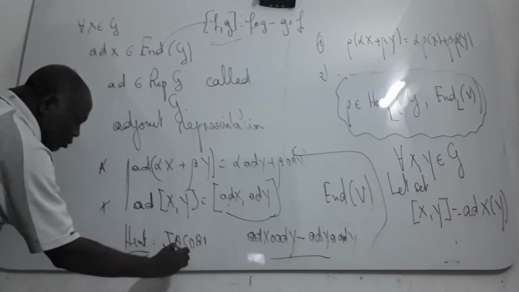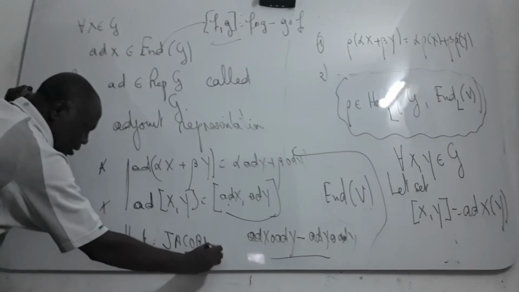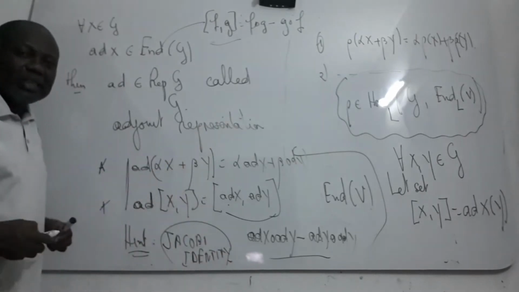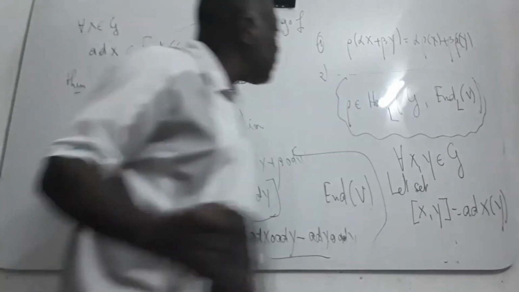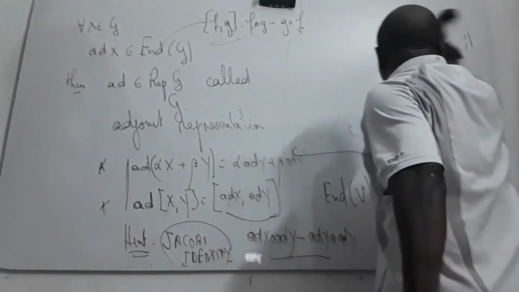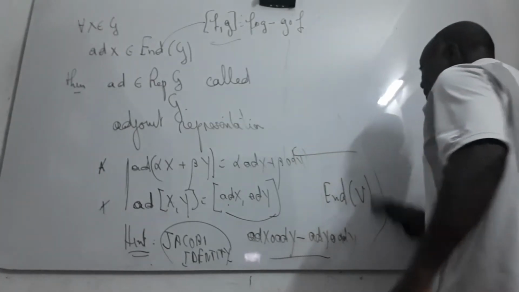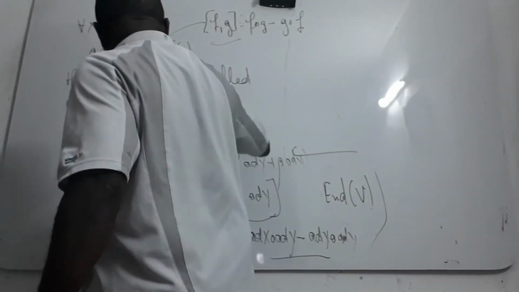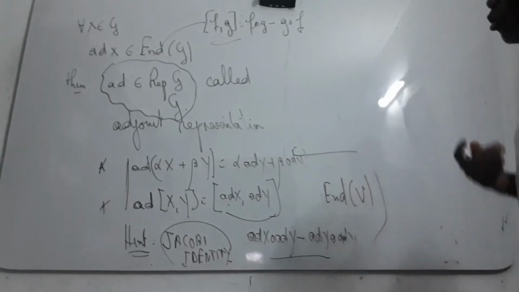Using the Jacobi identity, you can prove it very easily. So you have a particular case of representation called the adjoint representation of your Lie algebra. You can define another representation also.